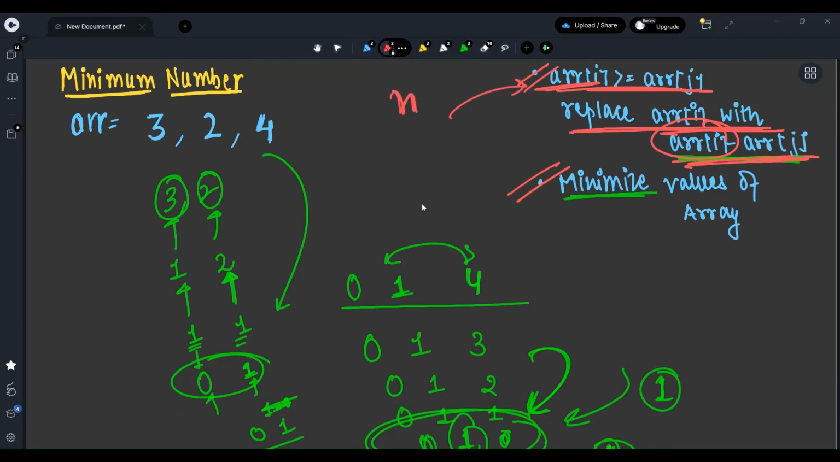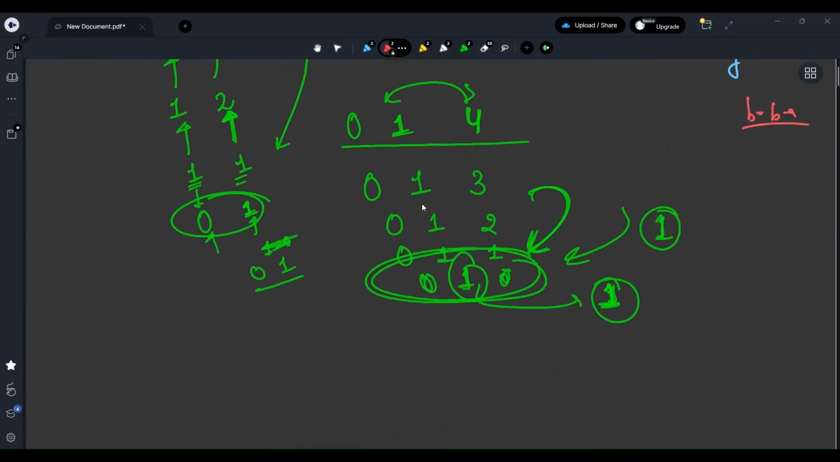So we are applying the same thing: if A is greater than or equal to B, like array greater than or equal to array, you can say greater than or equal to as well. So A will become A minus B. That is, the greater number will become A minus B. If B is greater than or equal to A, B will become B equals B minus A. This is the Euclid algorithm.